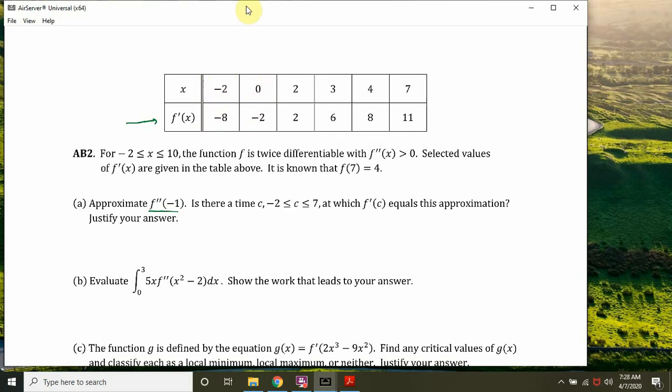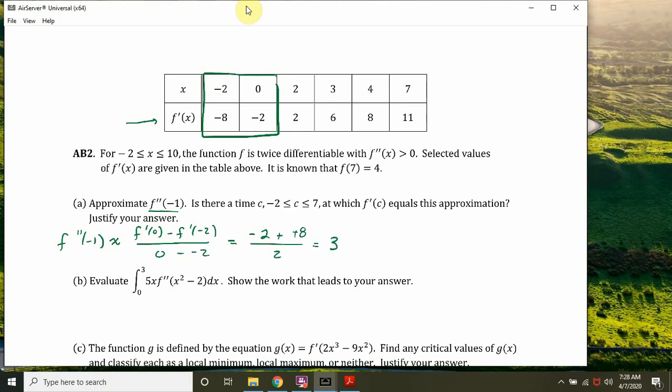Okay. So f double prime of -1 will be approximated by, I'm going to write it like this, f prime of 0 minus f prime of -2 over 0 minus -2. Change in y over change in x. Grabbing the values from the table, f prime of 0 is -2 minus -8 over 2 gives us 6 over 2, which is 3. Okay, so the approximate value is 3.